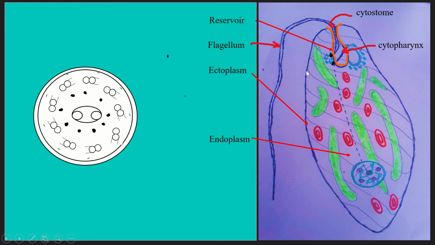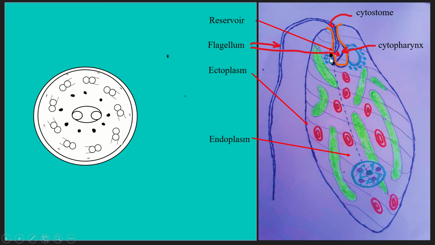Under the electron microscope, we can find that there is not a single flagellum, but there is also a small flagellum. So there are two flagella. One is a larger flagellum, and the other is a shorter flagellum, and this short flagellum remains in the cytopharynx or in the reservoir.